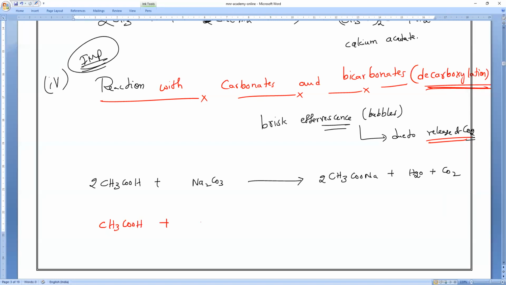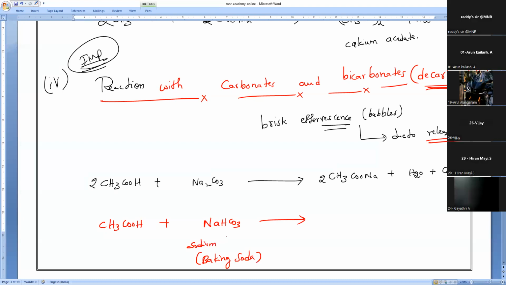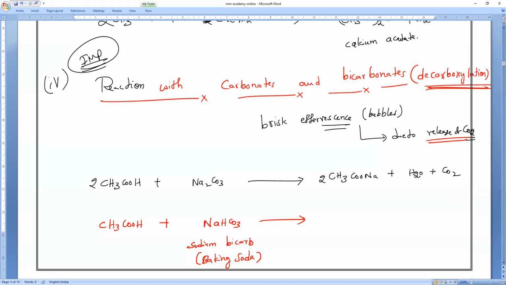CH3COOH, acetic acid, reacting with the bicarbonate. What is the common name of this compound? We studied it in the second chapter: baking soda, or sodium hydrogen carbonate, or sodium bicarbonate. It gives us the same CH3COONa. My products are the same; only for bicarbonate do you have to remember the balanced equation: 2 CH3COOH and 2 CH3COONa.